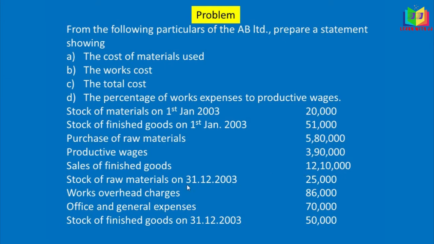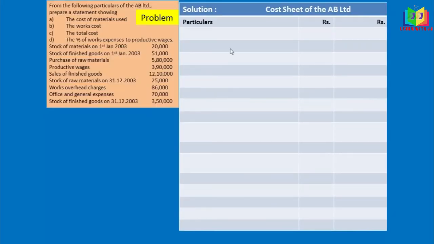Stock of raw material on 31/12/2003 25,000. Works overhead charges 86,000. Office and general expenses 70,000. Stock of finished goods on 31/12/2003 50,000. These are the information given regarding the AB Limited. Now we have to prepare the cost sheet. This is the format of cost sheet of AB Limited. Let's start doing the problem.